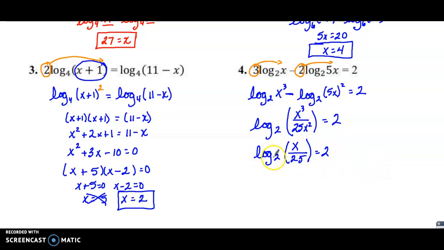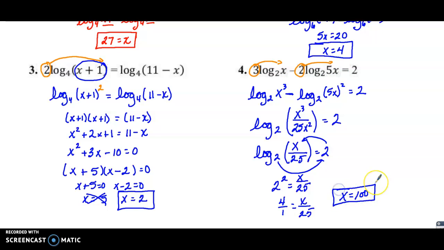Now, because I only have the one log, we've got to do our little circle thing, convert, and we're going to have base 2 raised to this power will equal all the stuff inside, x over 25. Well, 2 squared is 4. I can write that as 4 over 1 so that you can see it as cross multiplication, especially for my visual people. When I cross multiply that, x times 1 gives me x. 4 times 25 gives me 100. When I double check that and I plug 100 in here, I'm good. Plug 100 in here, I'm good. I'll keep my 100. Okay? So far that's all of our solving.